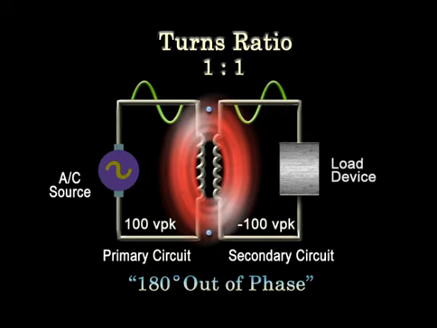In this other case, we can see that the windings are opposite to each other, which results in the primary and secondary voltages having a 180-degree difference, and they are out of phase by 180 degrees.